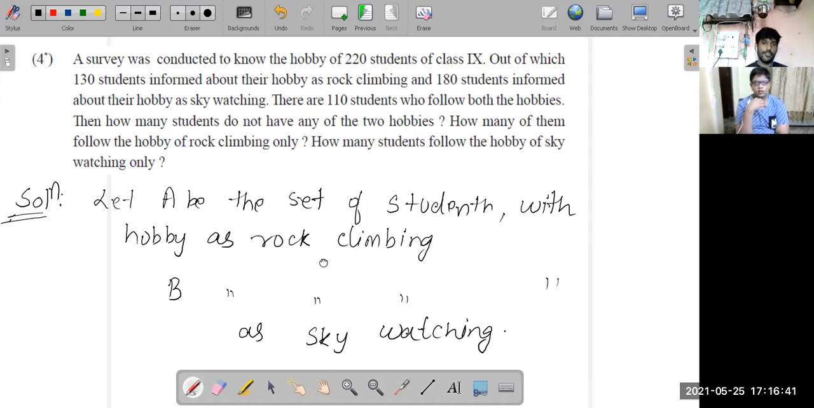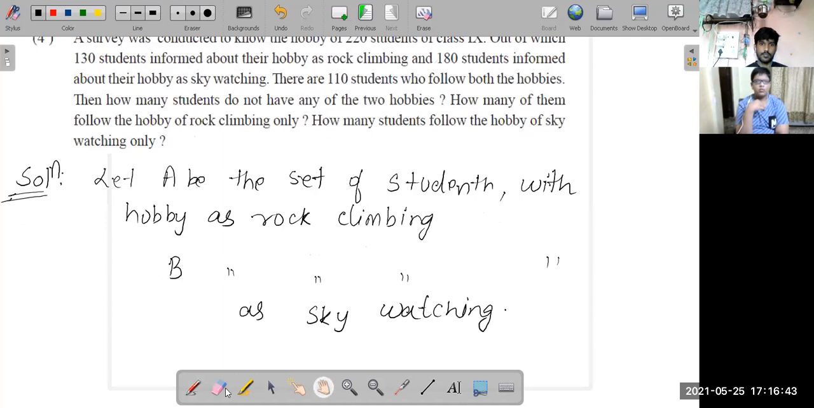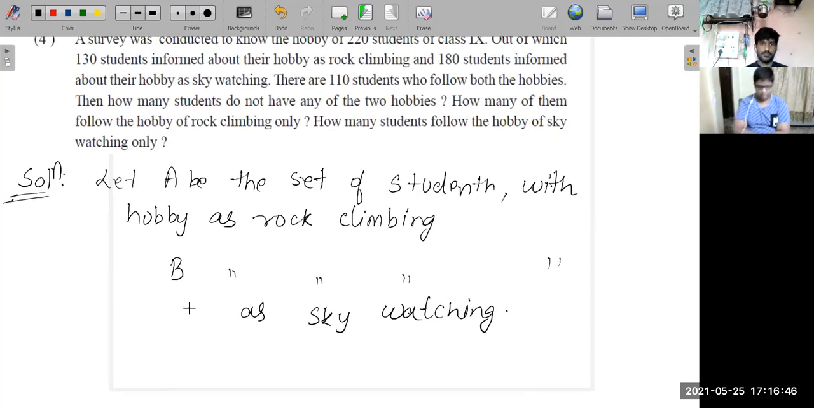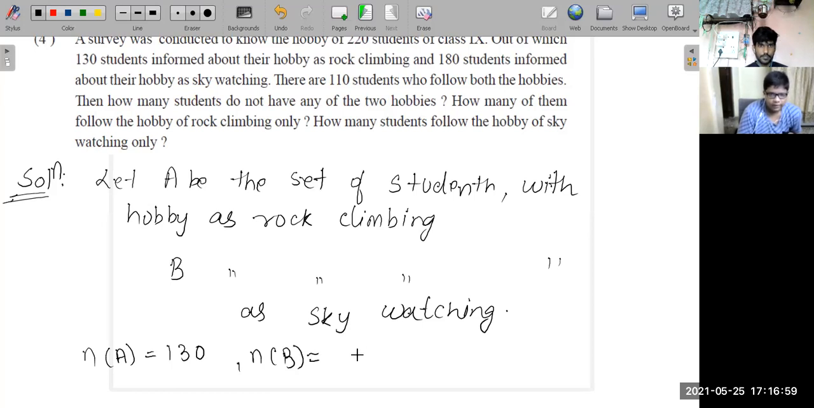Next, tell me what is N of A, N of B, and all those things. What is N of A? N of A is 130. N of B? 180. Next, what is given? Both is also given, no? How many like both? 110. So what will that be? Intersection or union? Intersection. So N of A intersection B is equal to 110.